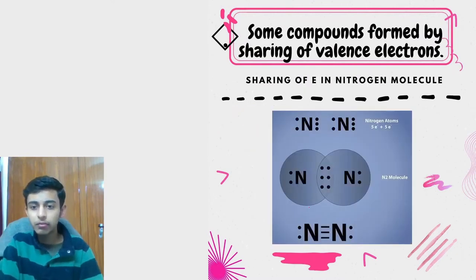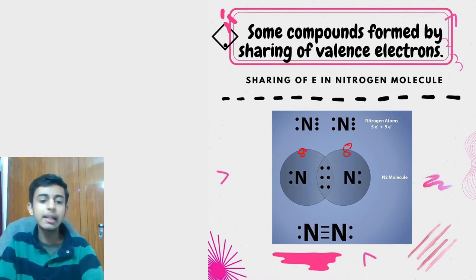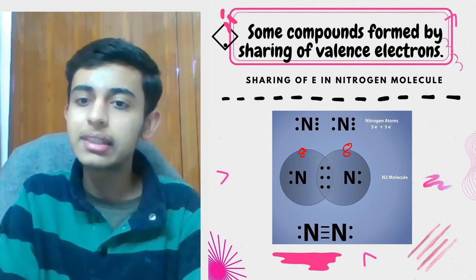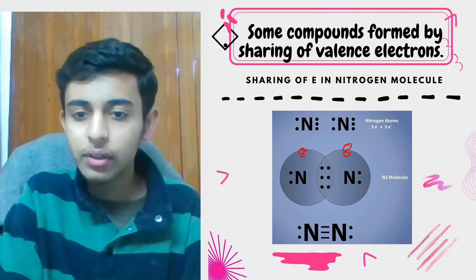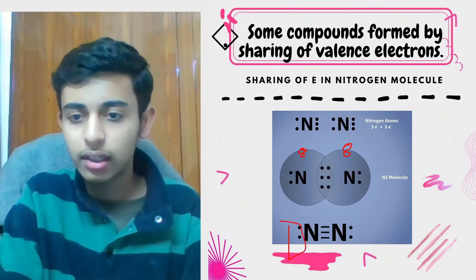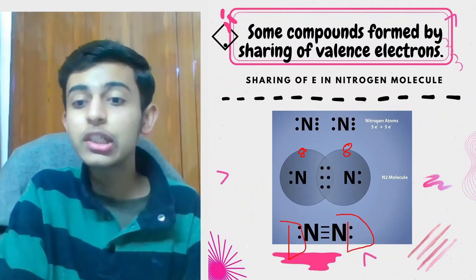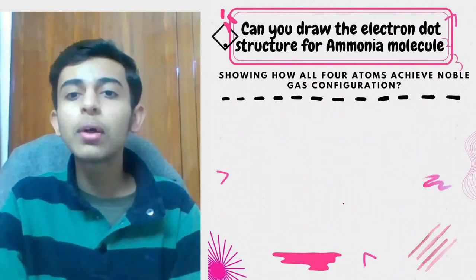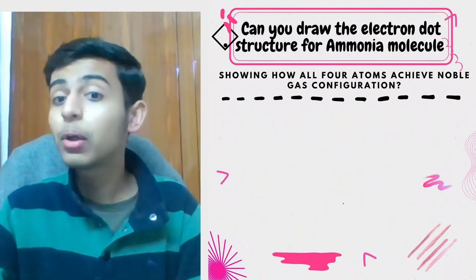See, 1, 2, 3, 4, 5 and 1, 2, 3, 4, 5. So 5 and 5, and these 3 are shared. So 1, 2, 3, 4, 5, 6, 7, 8 and 1, 2, 3, 4, 5, 6, 7, 8. So 8 over here, 8 over here. Stability. What else do they need? Yes, stability only. So in this way we can see, and the extra electrons will be written as dots, and the dash indicates the shared pairs. Remember that. Now, can you draw the electron dot structure for the ammonia molecule?